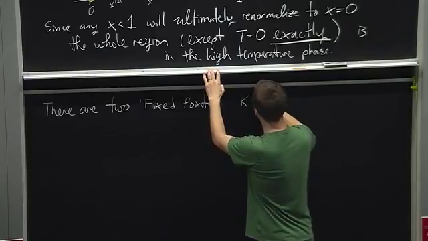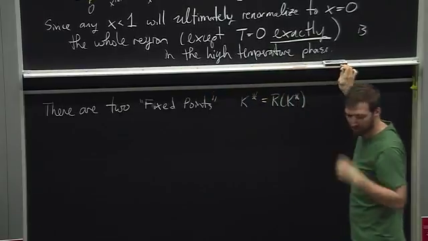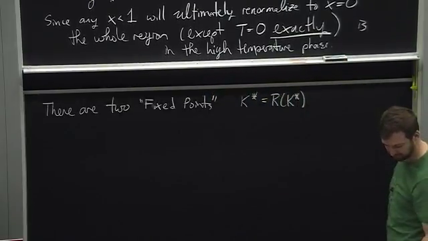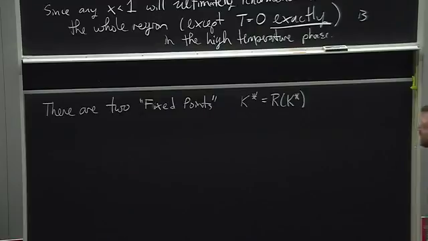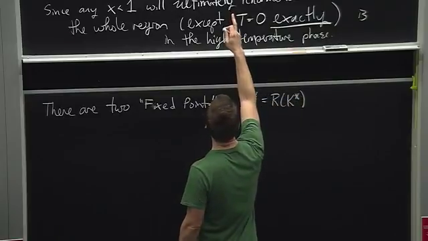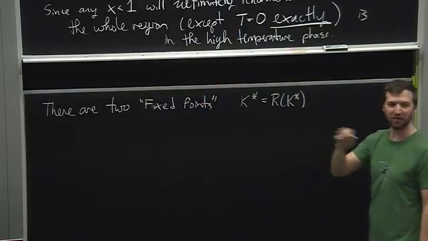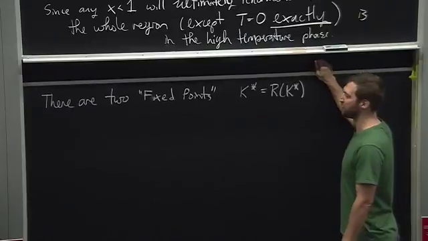Defined by something like K star equals R of K star. I think that's how I define them. So they're at 0 temperature and infinite temperature, but their behaviors are different. So any perturbations in temperature will make you always flow to the x equals 0 fixed point. So the x equals 1 fixed point is called unstable. It's unstable just like you have unstable equilibrium, right? Any physical perturbation will make you flow to the other fixed point.